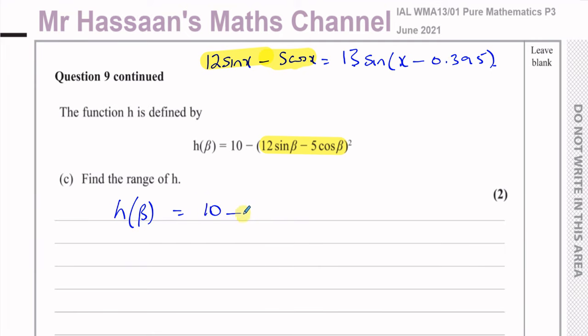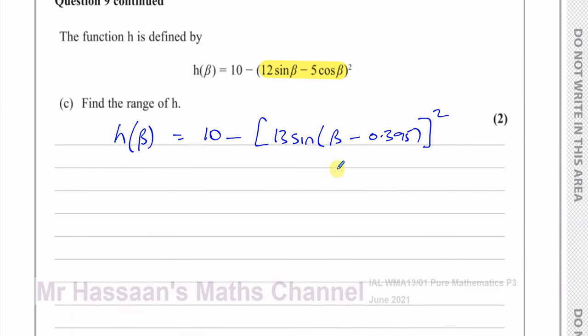So you're going to have 10 minus, and you've got 13 times the sine of beta minus 0.395, and that's all squared, that part. Alright, so this is the function h of beta, and as I said, it's easy for us to find the range of something like this rather than something in this form here.